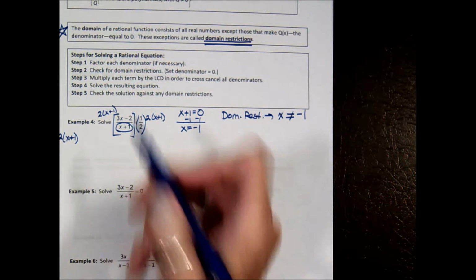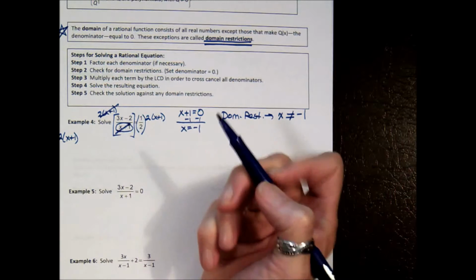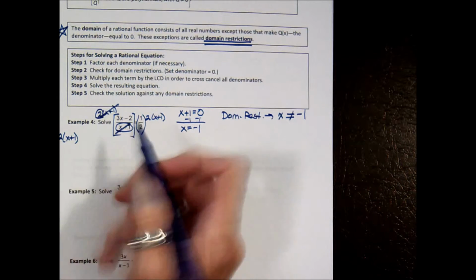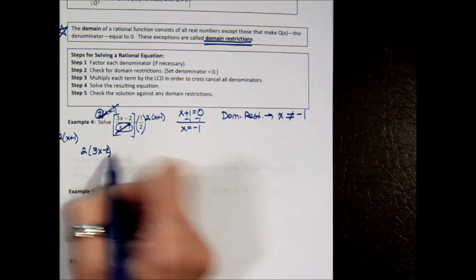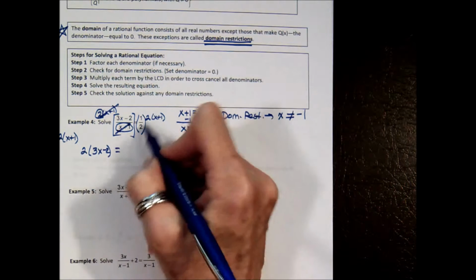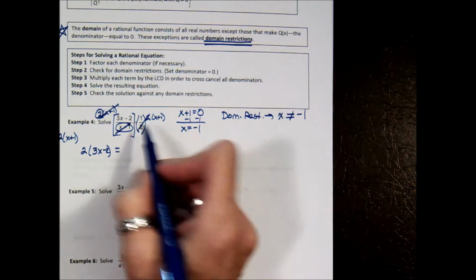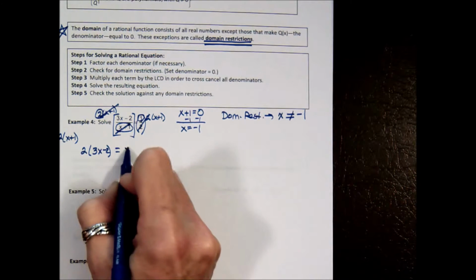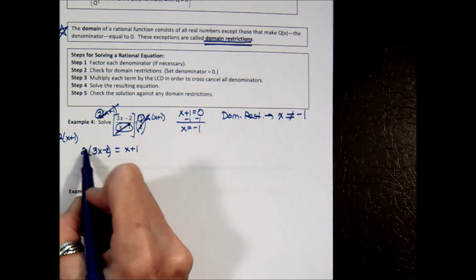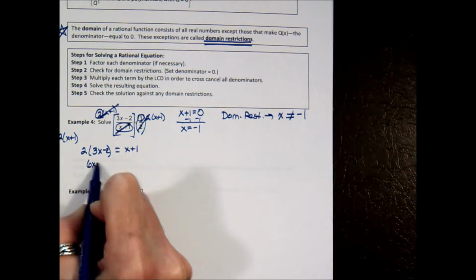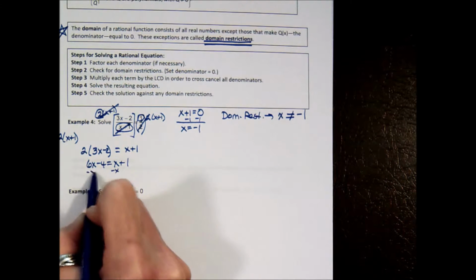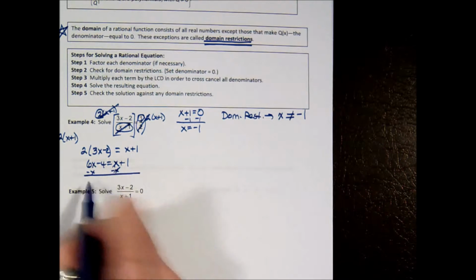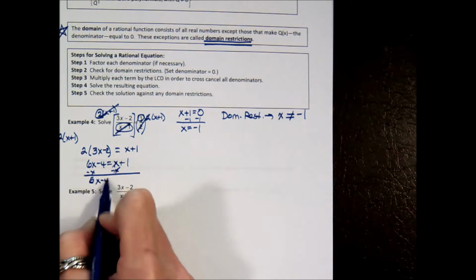Here is what happens. The x plus 1's cross cancel, and on this side, I'm left with a 2 times 3x minus 2. On this side, the 2's cross cancel, and I'm left with a 1 times an x plus 1. Let's go ahead now and solve this. We distribute, and we get 6x minus 4 equals x plus 1. I'm going to isolate the variable. 5x minus 4 equals 1.